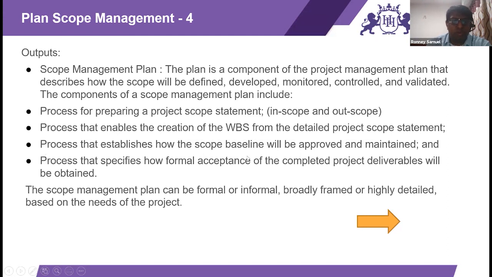It establishes how the scope baseline will be approved and maintained, who has the authority to create a scope baseline, and how it is maintained with respect to minor revision, major revision, when it can be changed. The process that specifies how formal acceptance of the completed project deliverables would be obtained. Will it be given by the customer's manager, or the quality, or the team? Each team lead will give their own approvals, how is it going to be? The scope management plan can be formal, informal, broadly framed, or highly detailed based on the needs of the project.